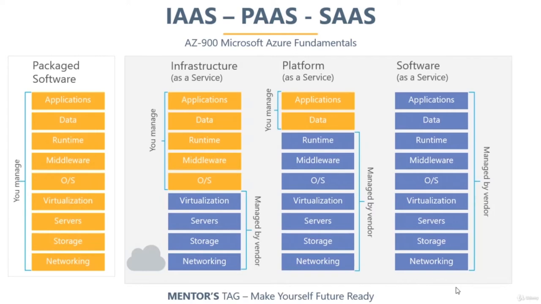Basically, when cloud was invented, all the cloud providers offered three different kinds of services to the customers. And these are the three services: software as a service, platform as a service, and infrastructure as a service. In recent times, we have one more flavor added into this, which is known as serverless computing.